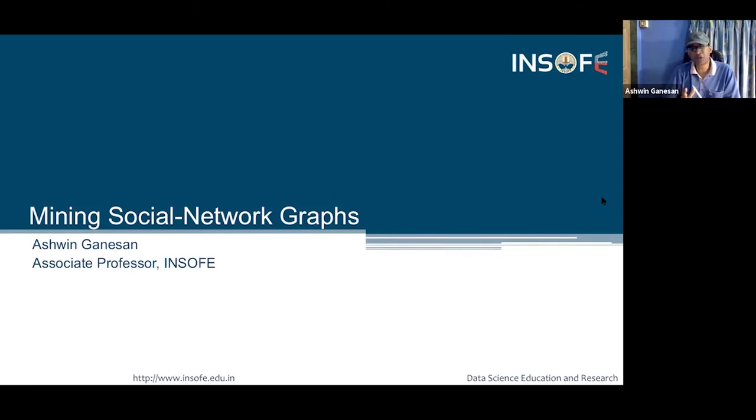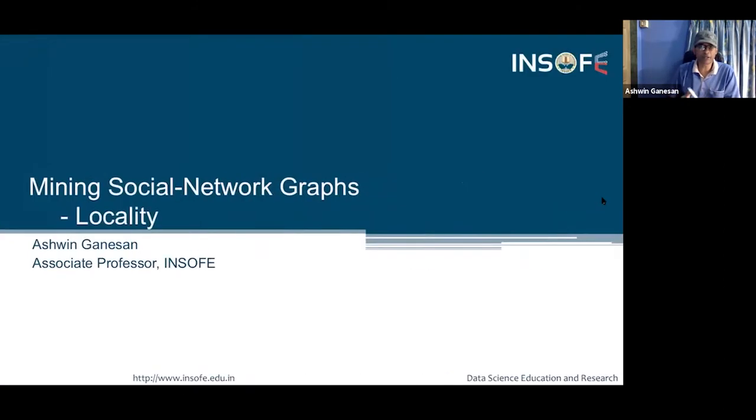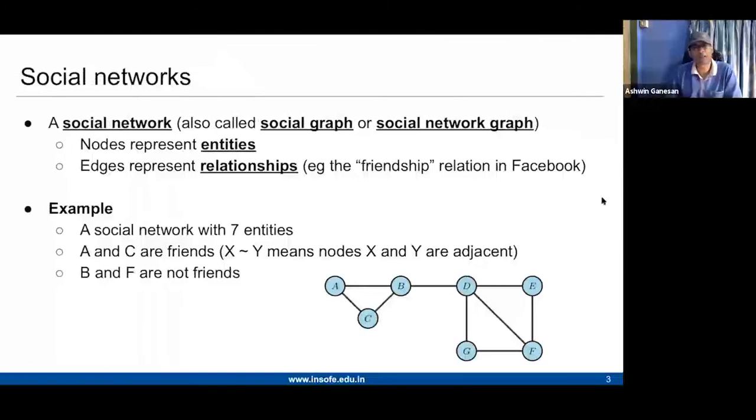You don't have to know any of the material we've covered in the first 8 weeks for today, because every module is self-contained and independent. All right, let's get started. We're going to be looking at something called locality of relationships. First of all, let me define the main mathematical object that we're going to be studying, and that's a social network.